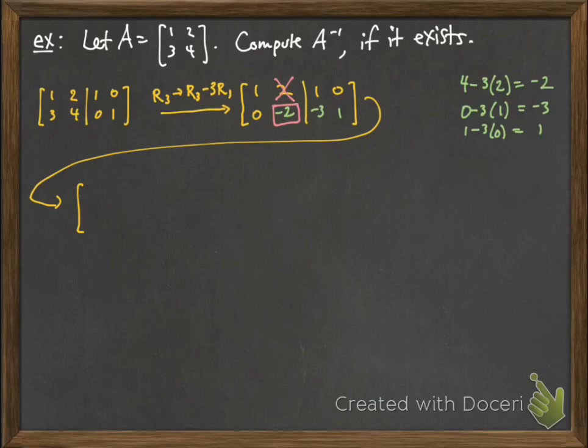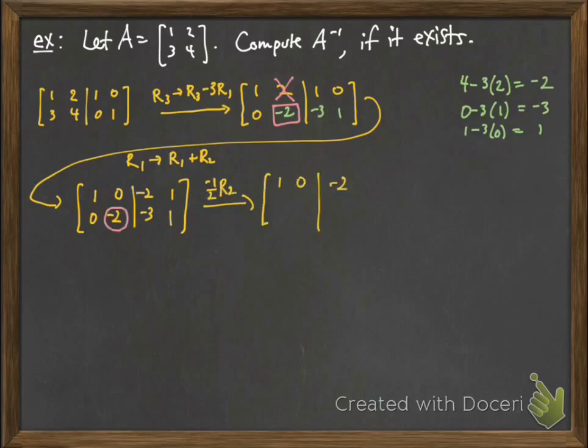And now I want to use this negative 2 to kill off all the entries above. So in row 1, I replace it with row 1 plus row 2. And that takes the first row to 1, 0, negative 2, 1. And the second row stays the same, 0, negative 2, negative 3, 1. And now I'm going to take this pivot and scale it to turn it into a 1. Right? So I divide row 2 by negative 2.